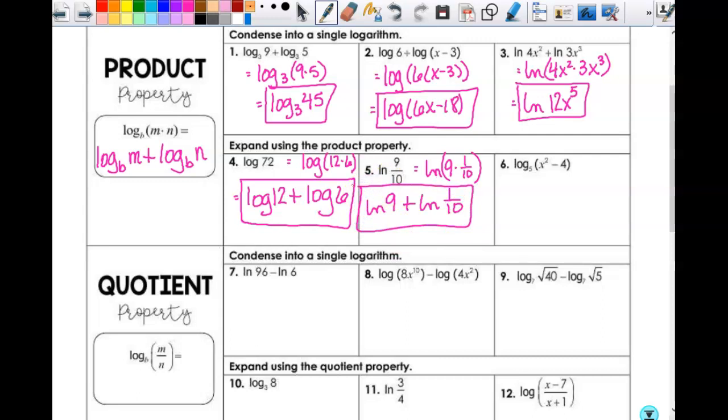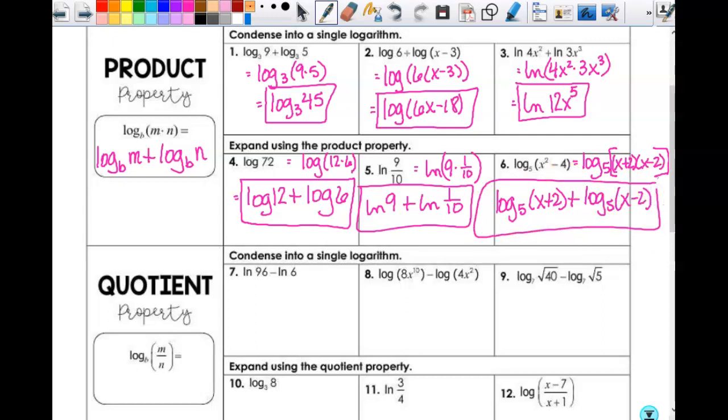So what do I need to do on number 6? Factor, yes. So that factors into what? X plus 2. There you go. So when I do that, now I have these two things being multiplied. So log base 5 of x plus 2 plus log base 5 of x minus 2. And there you go. Okay? We good? Yes? All right.